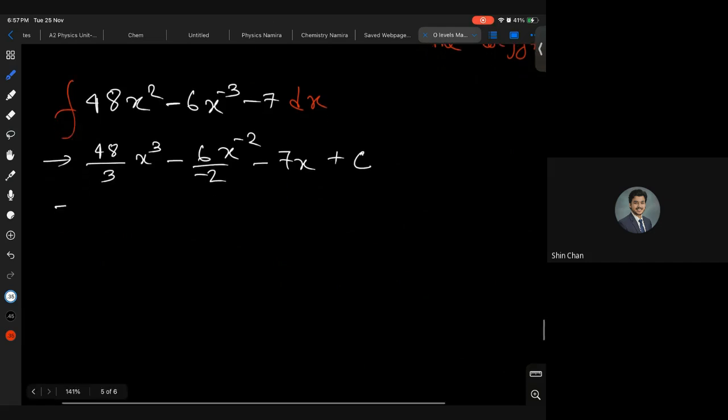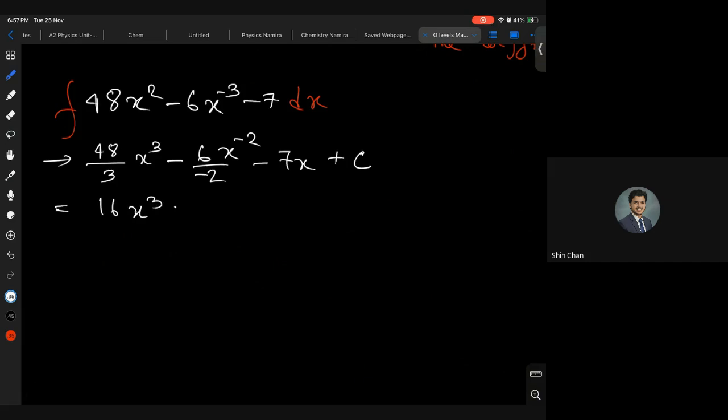Clear? So 48 by 3 would give me, what's the simplest form of 48 by 3? That would be 16 x cube. It is already minus and I divided it with the minus value, so it will give me a plus value, right? So this will be plus 3, 4, 6 divided by 2 is 3.